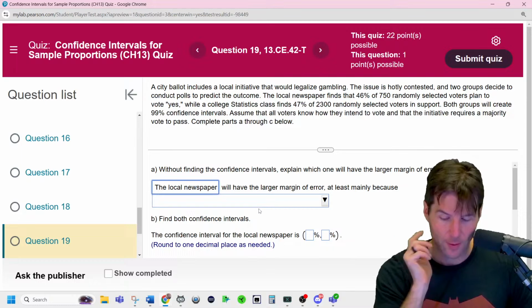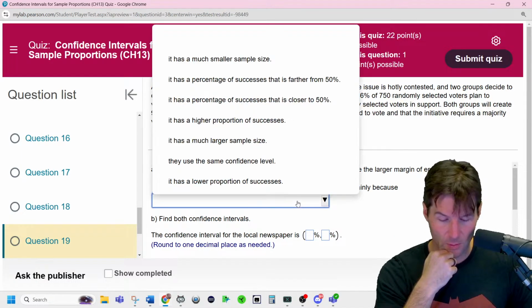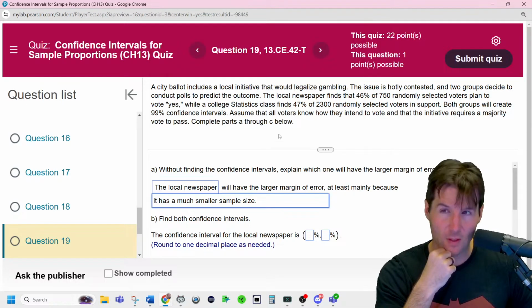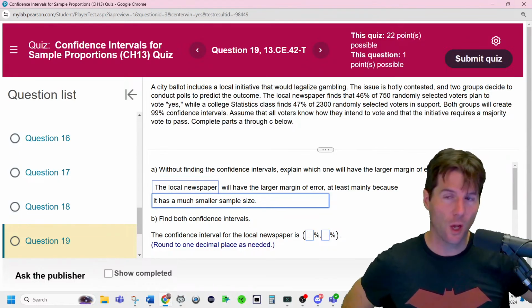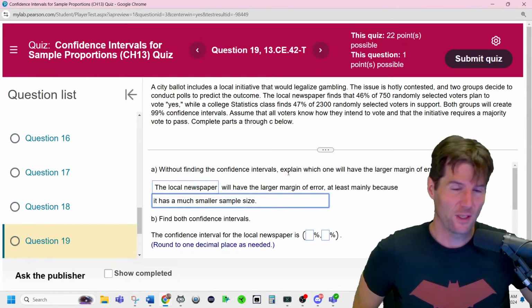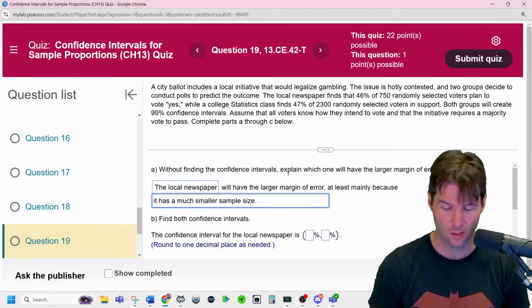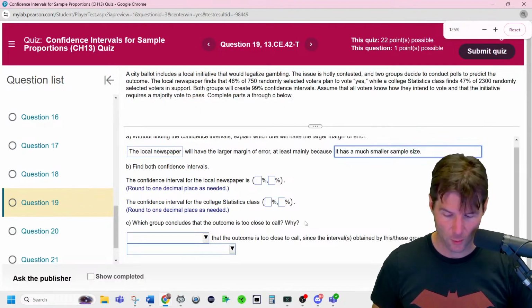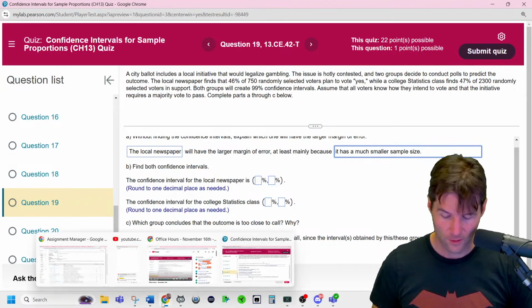So the local newspaper, the general public, will have a larger margin of error, mainly because it has a much smaller sample size. Smaller sample sizes lead to larger margins of error, also higher confidence, but they have the same confidence. So that would be a different question, like if there are different confidence levels, then we might have to do some computations. Find both the intervals, so we just got a bunch of work here now. And which group concludes the outcome is too close to call? We'll find that out here in a moment.